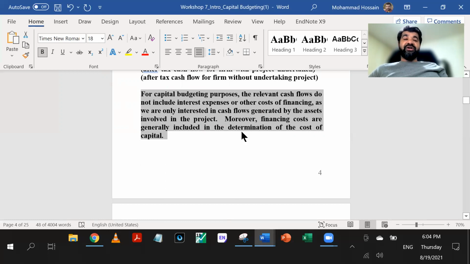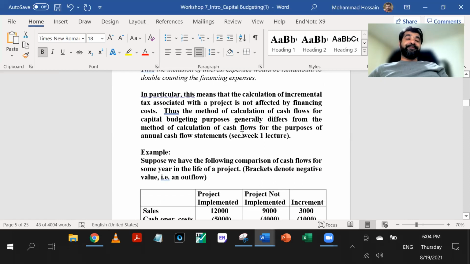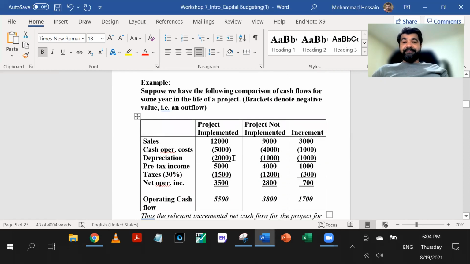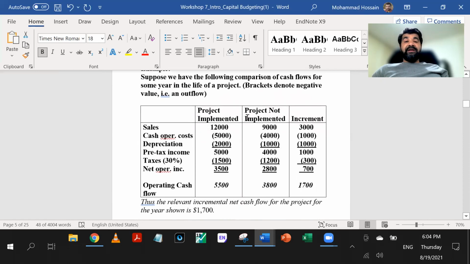Moreover, financing costs are generally included in the determination of the cost of capital. Now, we have here an example. Suppose we have the following comparison of cash inflows for some year in the life of a project. I think we all understand that any item in brackets means negative.